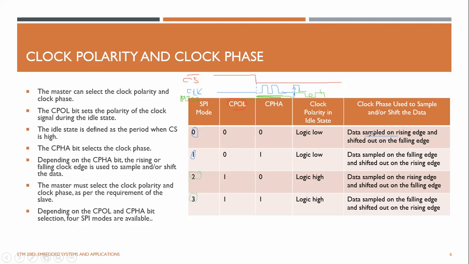And the data will be shifted out on the falling edge. So the slave will send the data on the falling edge. We will discuss them in detail in the next slide. But remember, the data sampling and sending is known as the clock phase. Clock polarity is the voltage state of the clock generator before the start of the communication.